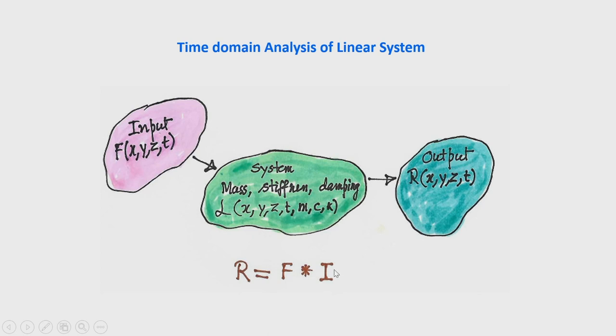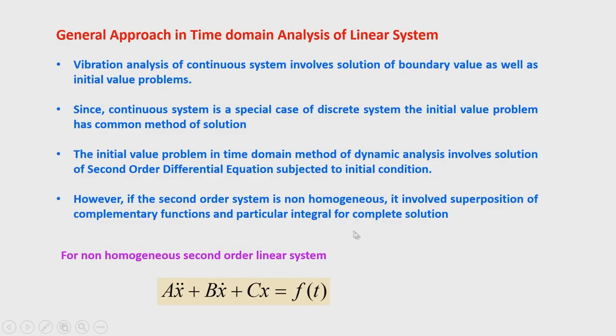Actually, the impulse response function contains the system parameters or physical parameters of the system, like mass or mass moment of inertia, then damping and stiffness. When this convolution is carried out, we get the output. But a special feature of the linear system is that the input characteristics will be reflected in the output of the system. So, let us see how a general approach can be outlined for the time domain analysis in linear system.